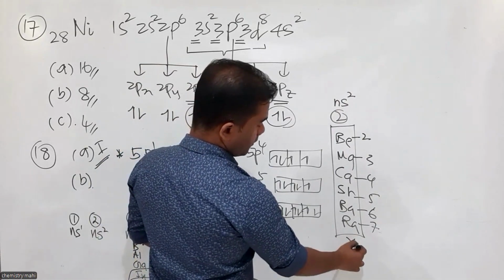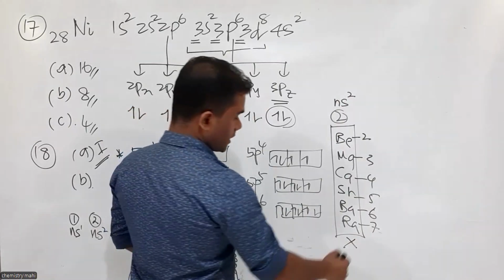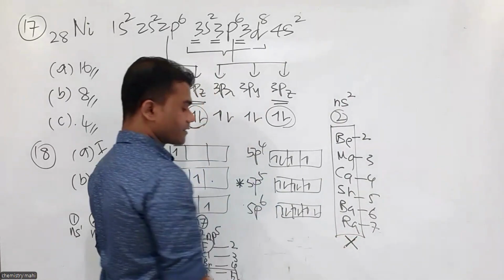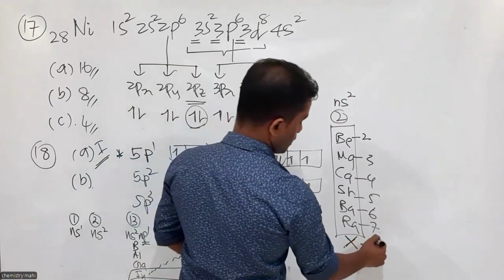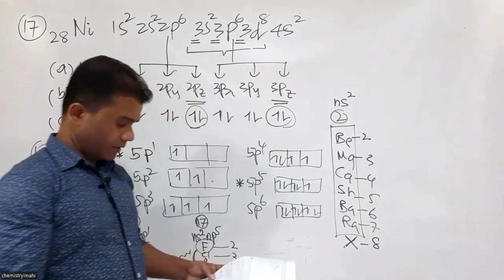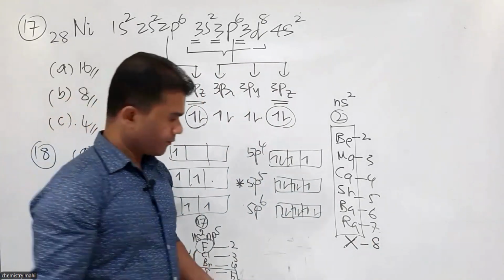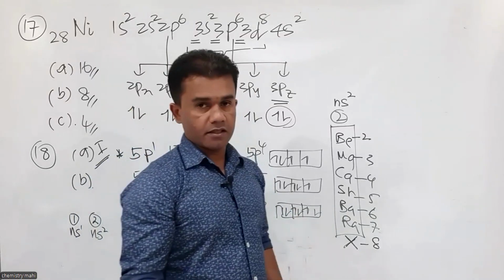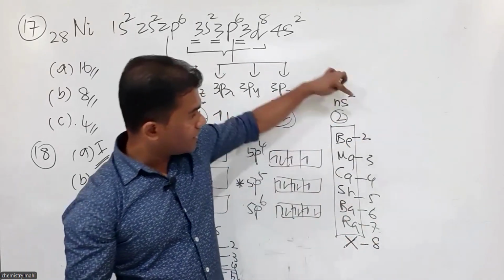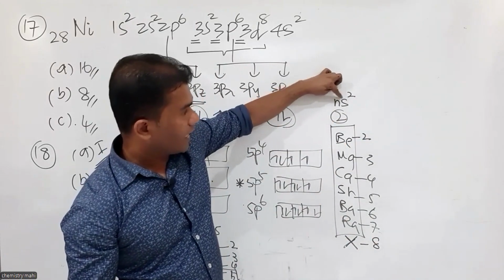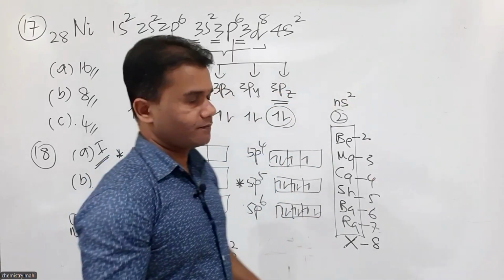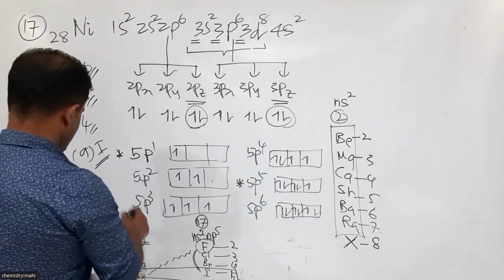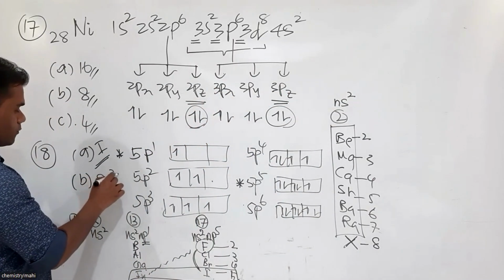Let's say X. Where do you find that element? That element is found in the 8th period. It's not discovered yet. If it is there, it should definitely be in the 8th period. The 8th period means n equals 8. Then it should be 8s2. So the configuration should be 8s2.